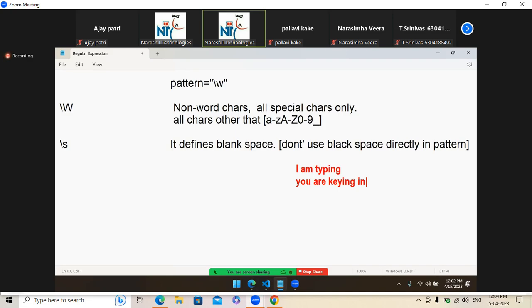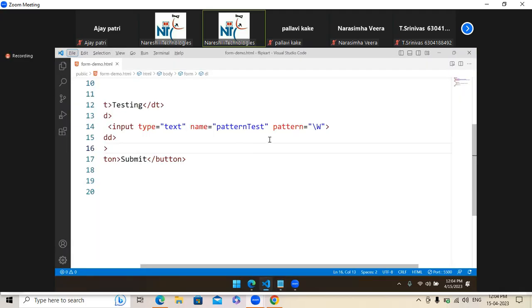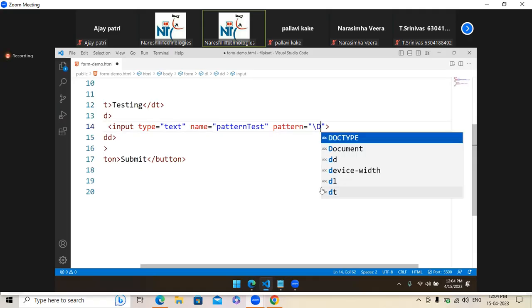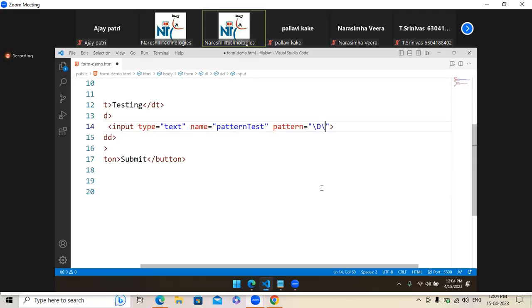That is the reason you have to write space with \s. Don't put blank spaces. It will work, but there will be problems later. So that is the reason you have to know \s for space. For example, I am typing like this: \D and \s\D. What does this mean?